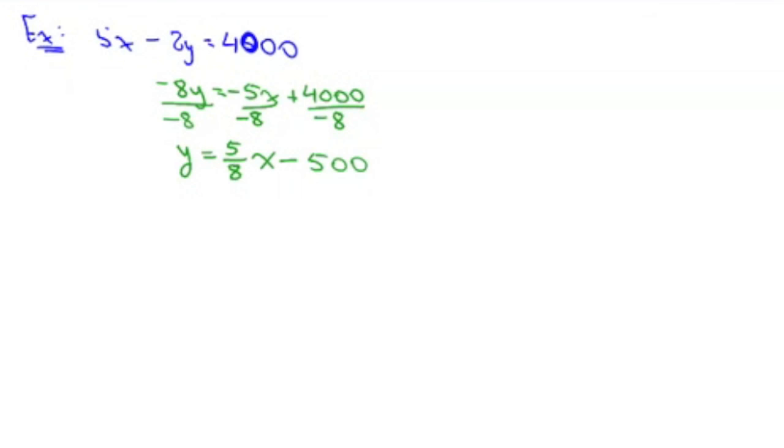Come on. Don't you want to count down 500? No. Neither do I. So sometimes y equals mx plus b doesn't give you the best possible answer. So there's got to be a better way of doing this. And the better way of doing this is called graphing by intercepts.